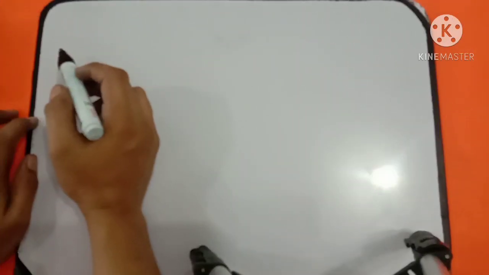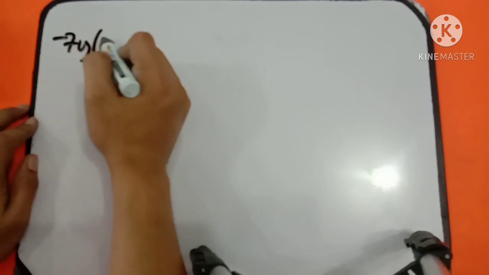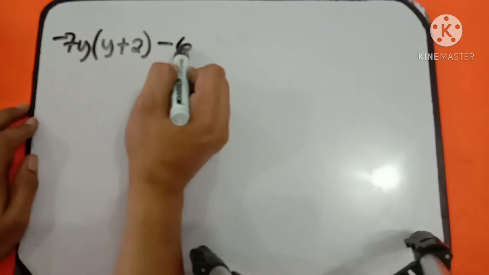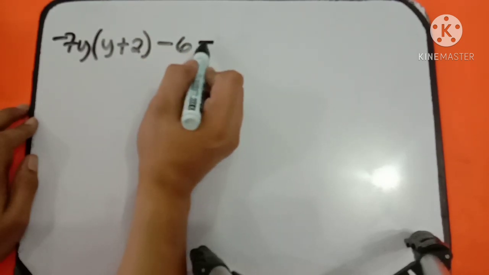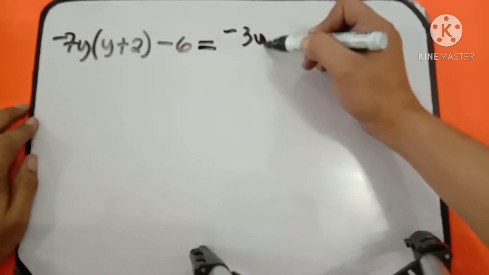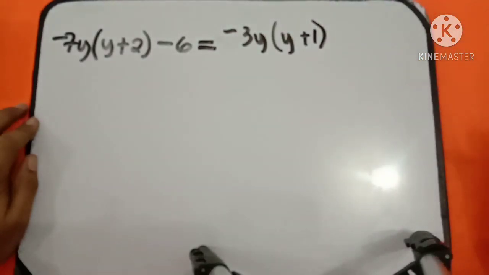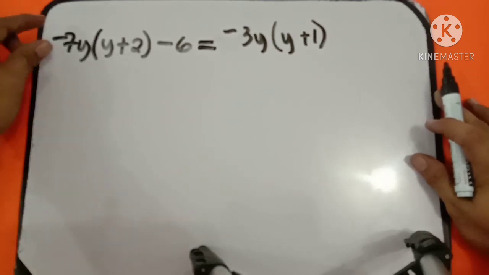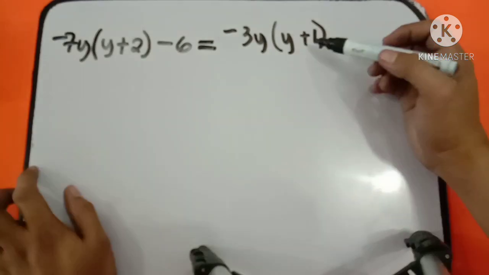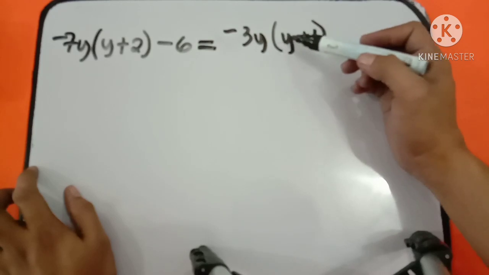Another example, let's say we have negative 7y times y plus 2 minus 6 equals negative 3y times y plus 1. So again, we have to rewrite this given equation into its standard form. So simply, we have to distribute this term into the terms inside the parentheses.